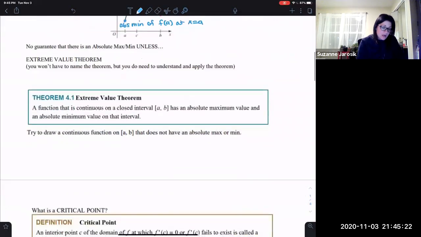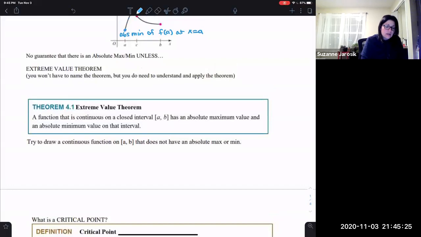Okay. All right. There is no guarantee that there is an absolute max or min unless the extreme value theorem basically applies. Okay. So EVT, your next value theorem, after IVT. This is EVT. So you won't have to name this theorem. You need to understand and apply the theorem. So like in IVT, when you use its own definition when you're explaining, you don't really do that with EVT. You're really just using the process of finding an absolute max or min. EVT, as long as all of the conditions hold, you're guaranteed an absolute max or min.